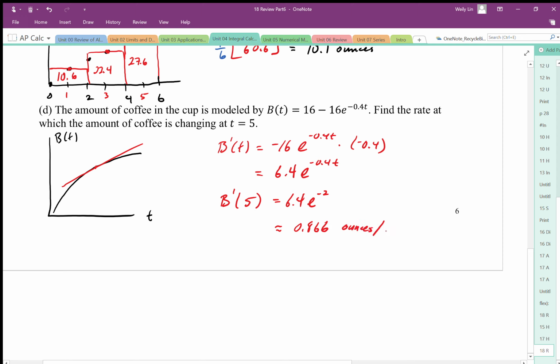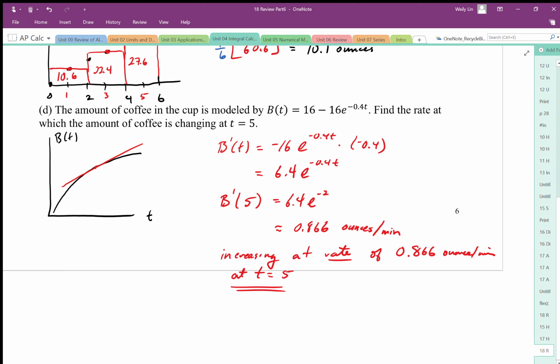And this is going to be in ounces per minute. So we're increasing, and this is important, we are increasing at a rate of 0.866 ounces per minute at time equals 5. It is important that we state the time, because that is part of the marking of AP. They want you to make sure that it's specifically at that time.